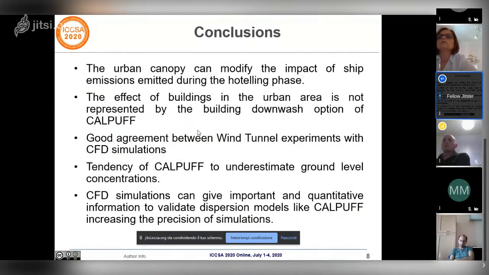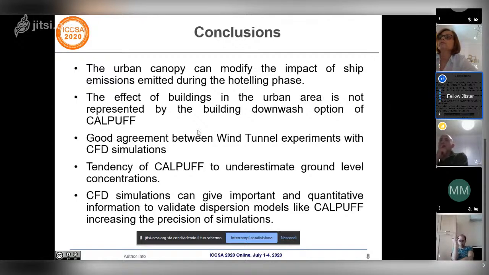The preliminary results of our research show how the urban canopy can significantly modify the impact of ship emissions emitted during the hoteling phase. The effect of buildings in the urban area is not represented by the building downwash option in CALPUFF, which is able to capture only the flow field modification due to the ship itself and to some port structures near the docks. Preliminary results indicate a good agreement between wind tunnel experiments and CFD simulation, and a tendency of CALPUFF to underestimate ground level concentration.